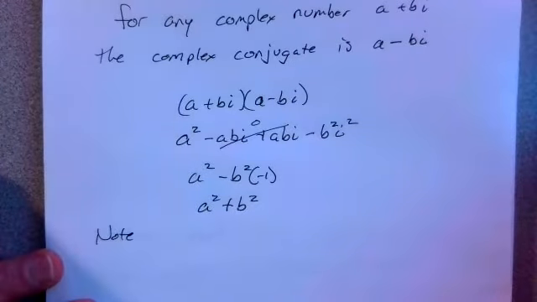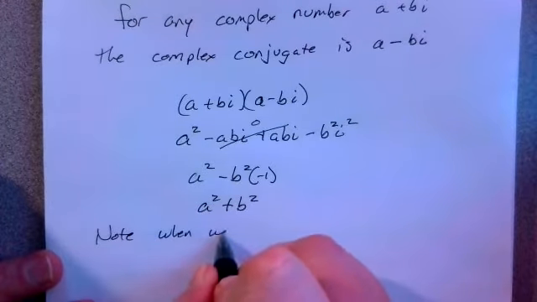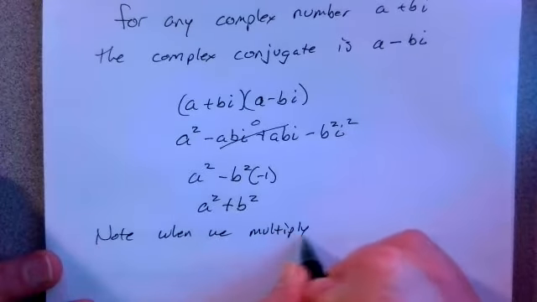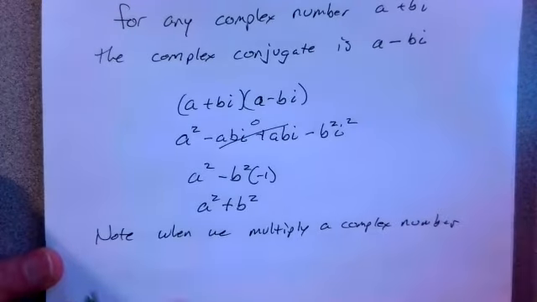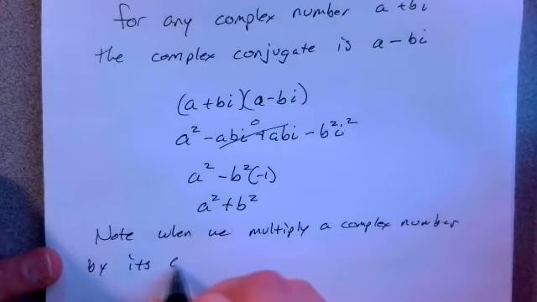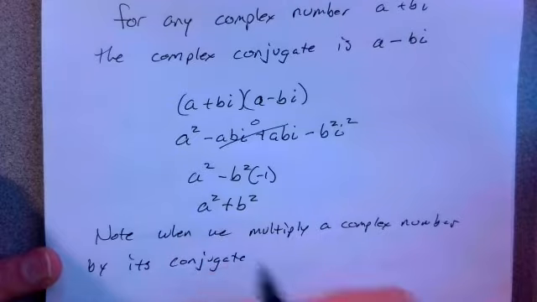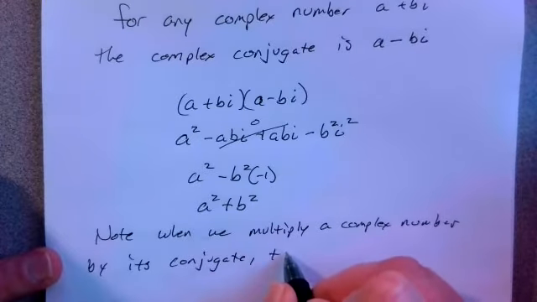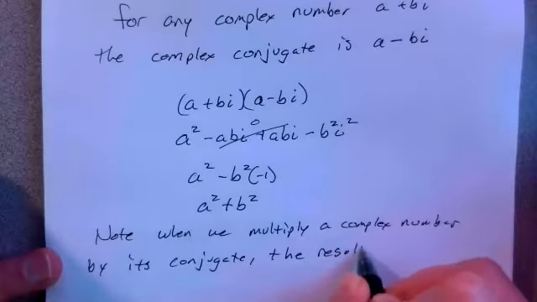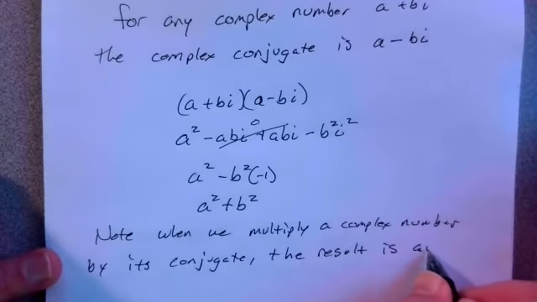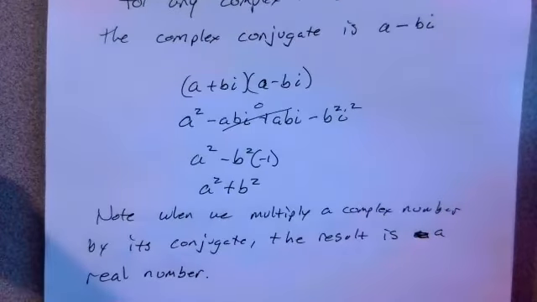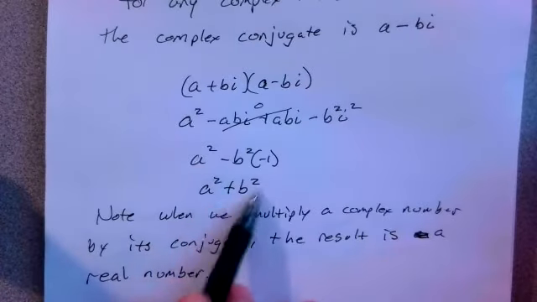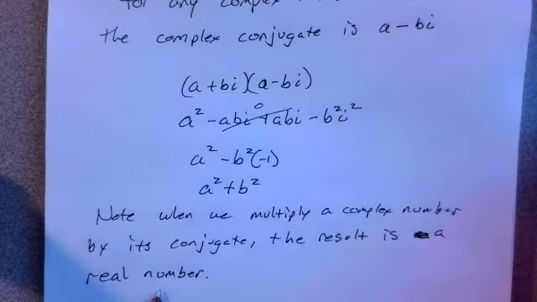Note, when we multiply a complex number by its conjugate, the result is a real number. The result is going to be a real number. There's no more imaginary part, right? So we can then categorize it as a real number.